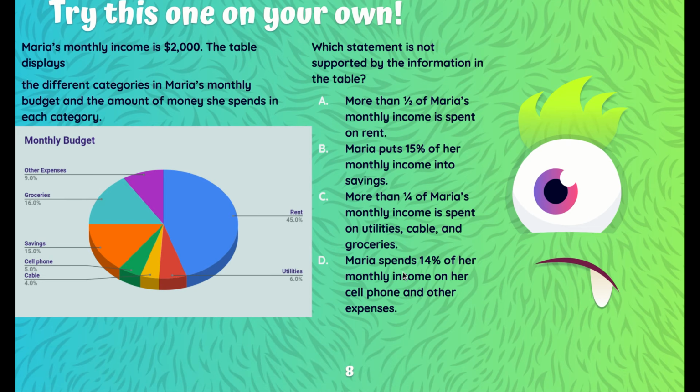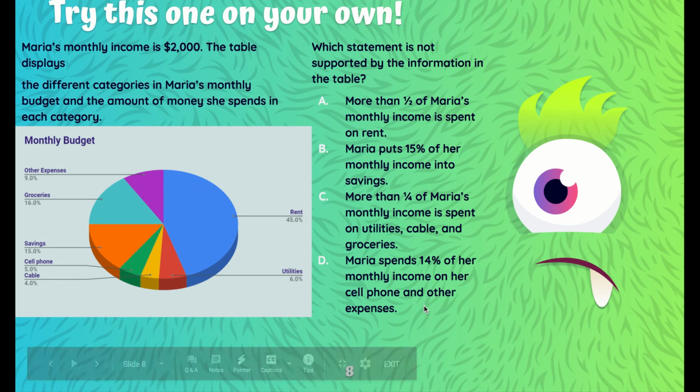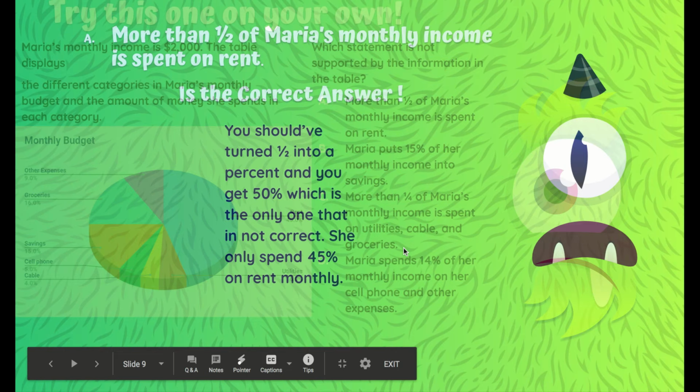So that's correct. Or Maria spends 14% of her monthly income on her cell phone and other expenses. So she spends 5% on her cell phone, 9% on her other expenses, which does equal 14, which means that is supported by the table. The only one that is not supported by the table is A.